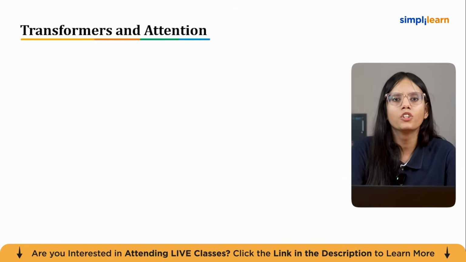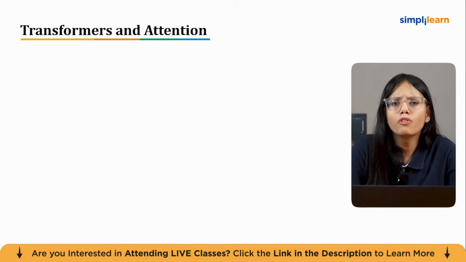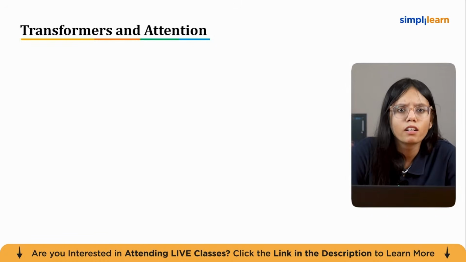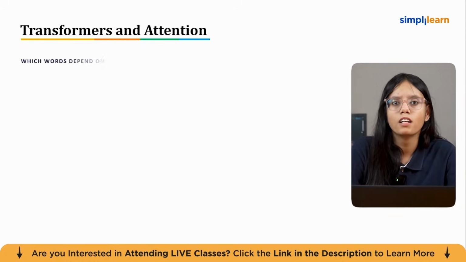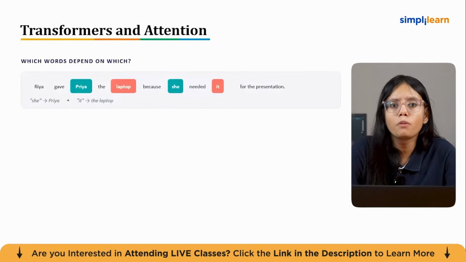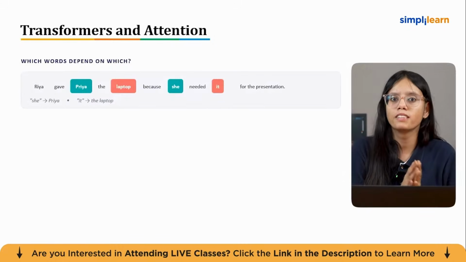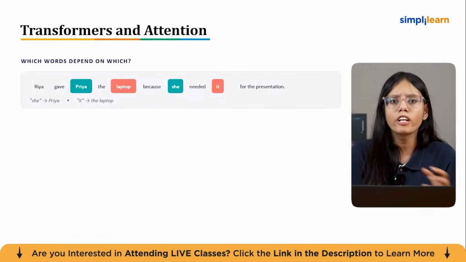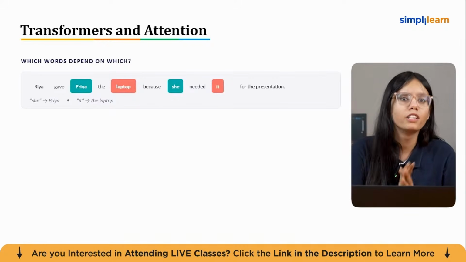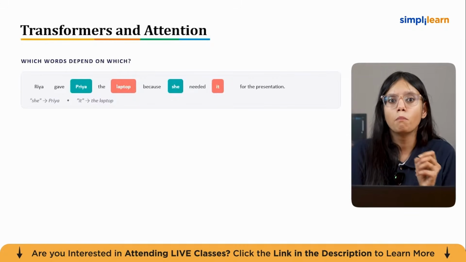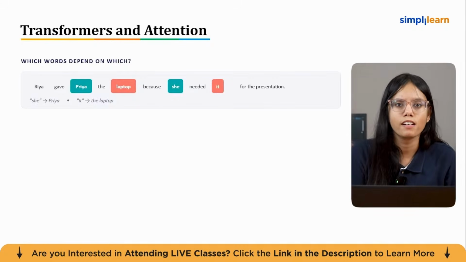Now, let's return to transformers. Why did transformer models become so important? One major reason is attention. Consider the sentence: Ria gave Priya the laptop because she needed it for the presentation. There are several relationships the model must understand. Who does she refer to here? What does it refer to here? Which word matters the most when interpreting the sentence?